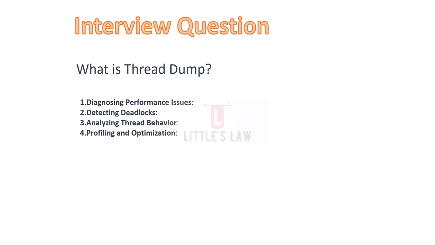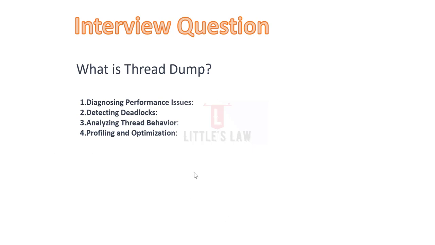The last reason is profiling and optimization. Thread dumps can be used in conjunction with profiling tools to gain a comprehensive view of application performance. Performance engineers can identify bottlenecks, long-running threads, and areas of code that require optimization. So this is what we call a thread dump, and why we really need to look into thread dumps.